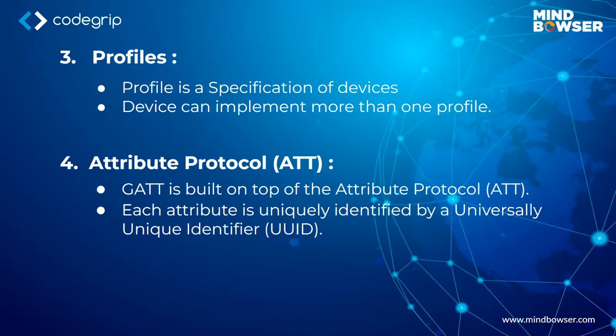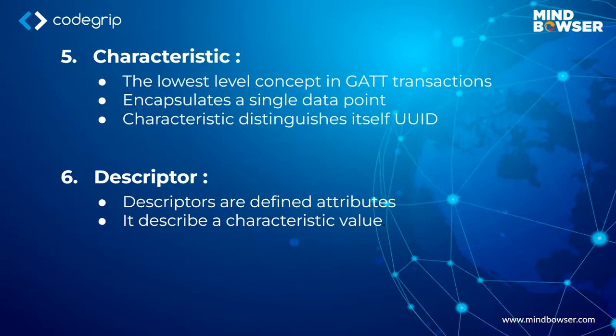And so one question comes to our mind: what is a UUID? A UUID is a standardized 128-bit format for a string ID used to uniquely identify information. The attributes transported by ATT are formatted as characteristics and services. So we'll see what characteristics and services are.